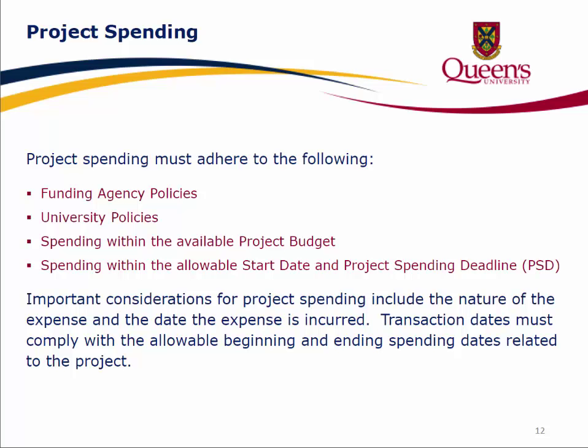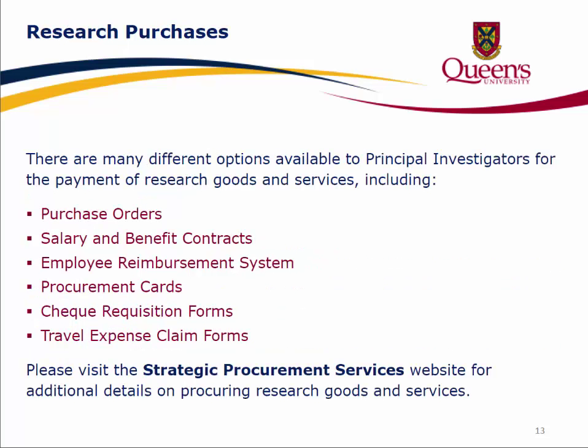agency and university policies. There are many different options available to principal investigators for the payment of research goods and services. Options are dependent on the type of research expense and in some cases the dollar value, and may include purchase orders, salary and benefit contracts, the employee reimbursement system, procurement cards, check requisition forms, and travel expense claim forms. Please visit the Strategic Procurement Services website for additional details regarding the procurement of research goods and services.